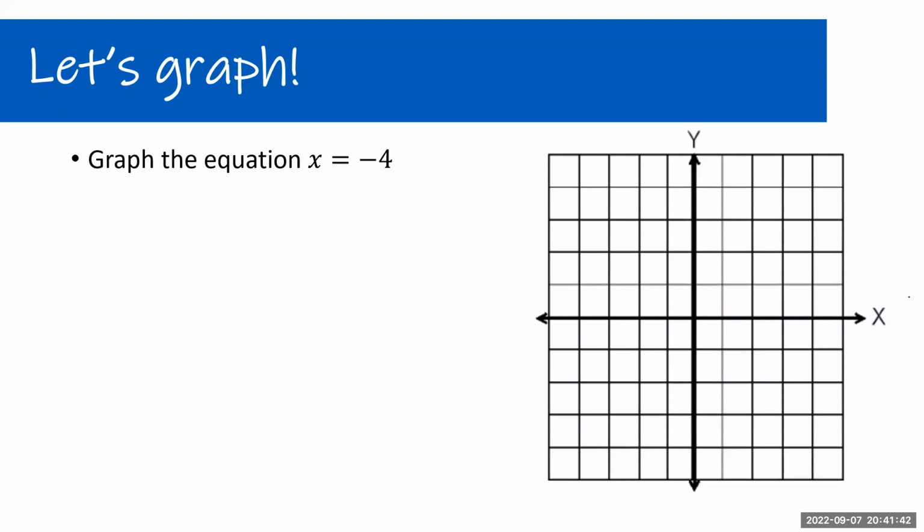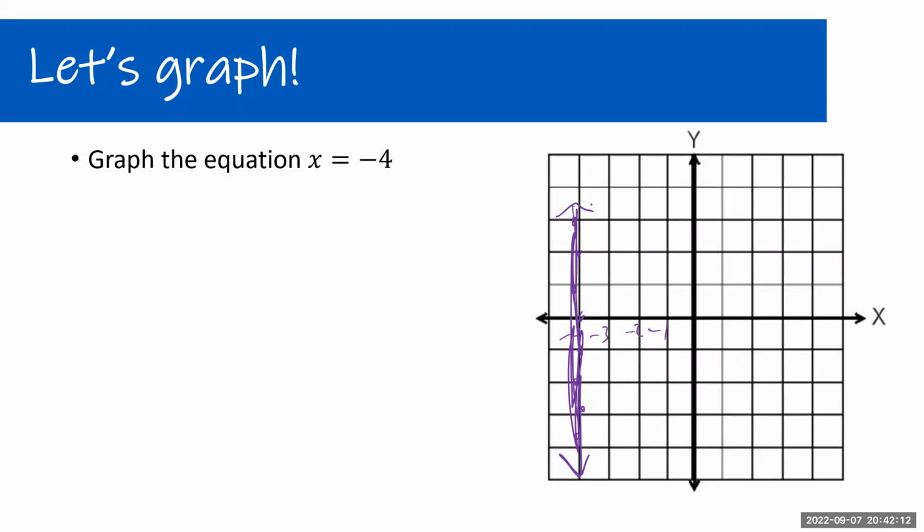What about x equals -4? Well, we can put any value we want for y, but we're always going to have x equals -4. We know that x is -1, -2, -3, -4. No matter what value I put in for y, x is always going to be on this line. That is going to be x equals -4.